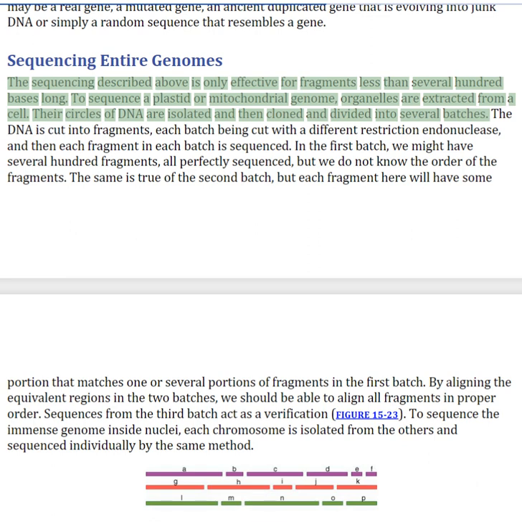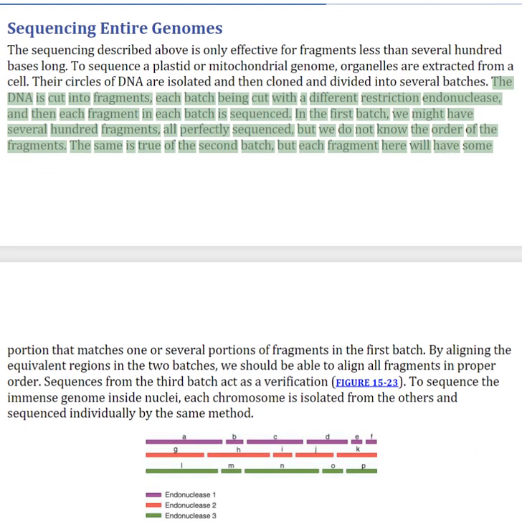To sequence a plastid or mitochondrial genome, organelles are extracted from a cell. Their circles of DNA are isolated and then cloned and divided into several batches. The DNA is cut into fragments, each batch being cut with a different restriction endonuclease, and then each fragment in each batch is sequenced. In the first batch, we might have several hundred fragments, all perfectly sequenced, but we do not know the order of the fragments.